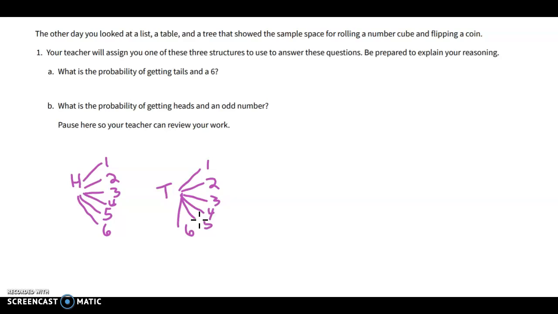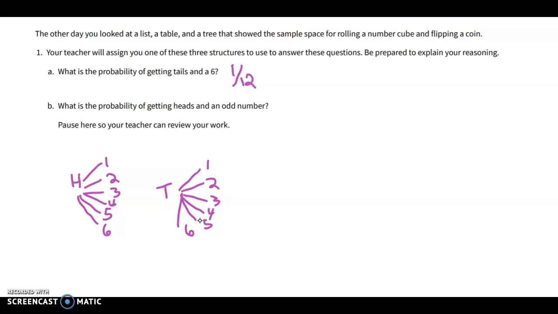So now we're going to talk about what's the probability of just getting a tails and a 6. So let's see. Well, there's only one option for tails and 6, right? So that's 1 out of 12. So the answer here is going to be 1 out of 12.